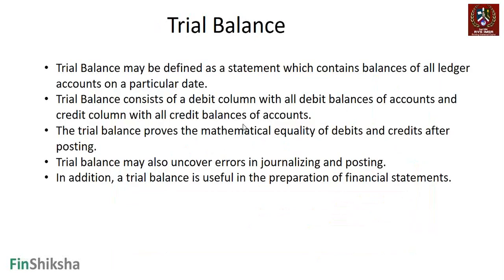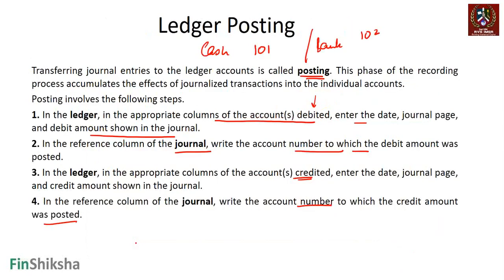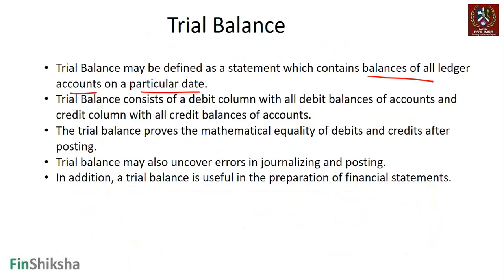And how do we create a ledger out of it? Once we have created a ledger, the next portion comes, which is called a trial balance. Now, a trial balance may be defined as a statement that contains balances of all ledger accounts on a particular date. So ledgers will keep adding the data entry points, just like here, date wise. At the end of this, maybe at the end of this month, we are going to account the balances of all ledger accounts, right?